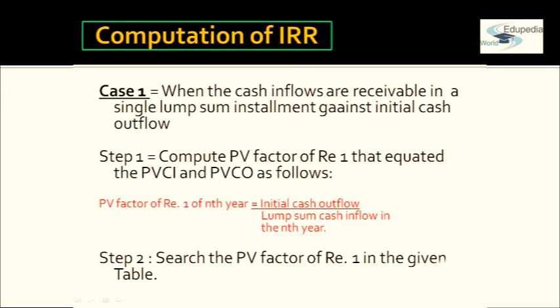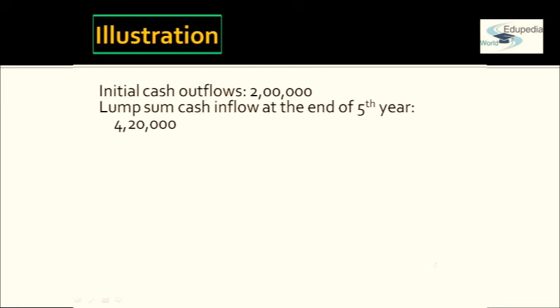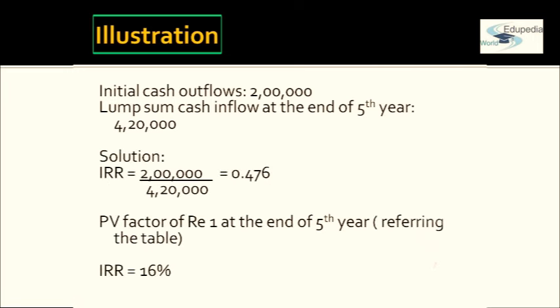Whatever the amount is, you will see at which rate it falls under the 5th year category. Under 5 years, where this value occurs, that will be the IRR of the project. So if you have the PV factor of ₹1 table, you can open it and solve this question. The initial cash outflow is 2 lakh rupees and the lump sum cash inflow at the end of the 5th year is 4,20,000. So the factor will be 2 lakh divided by 4,20,000, which is 0.476.